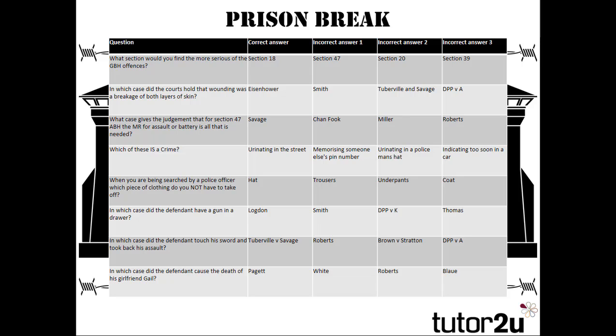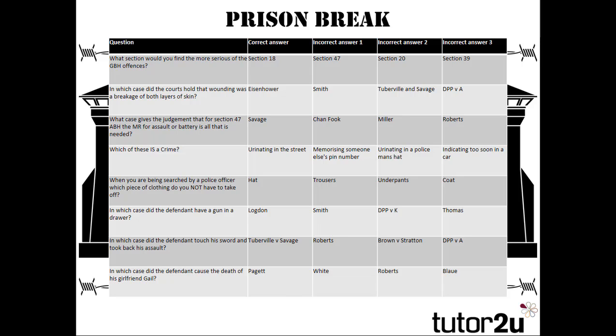Okay, then ultimately the winning team is the team that manages to get the most prisoners through the prison break process. So obviously the more that they gamble prisoners on the correct answer and get them through from one stage to the other, the more likely they are to keep as many of those 16 as they possibly can.